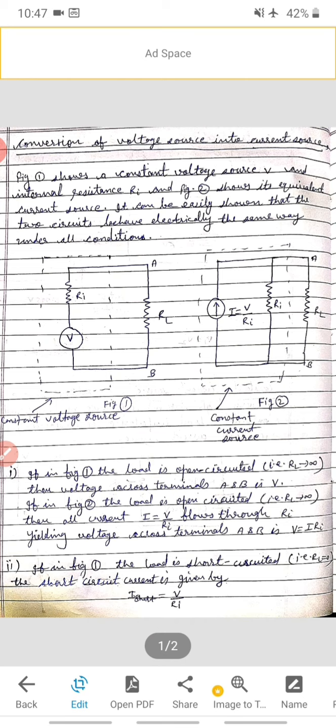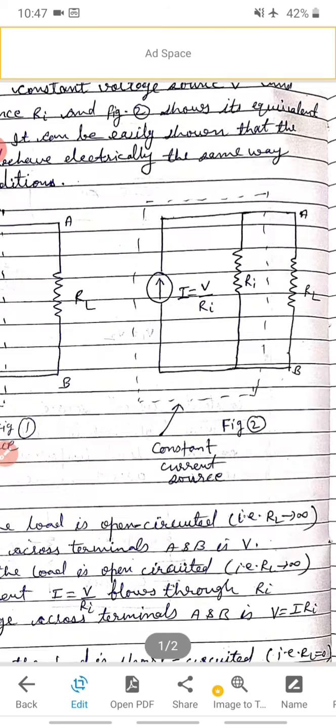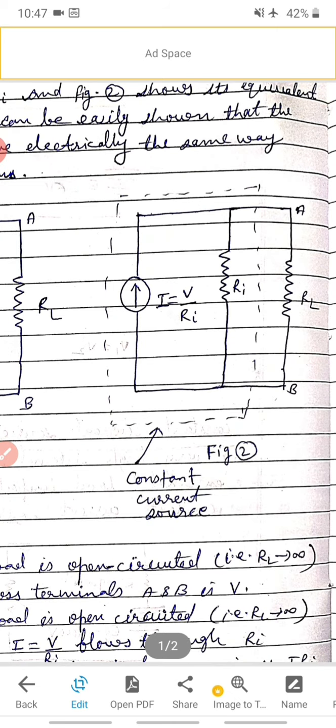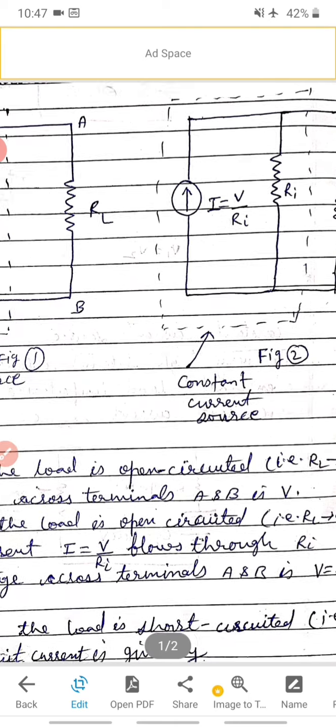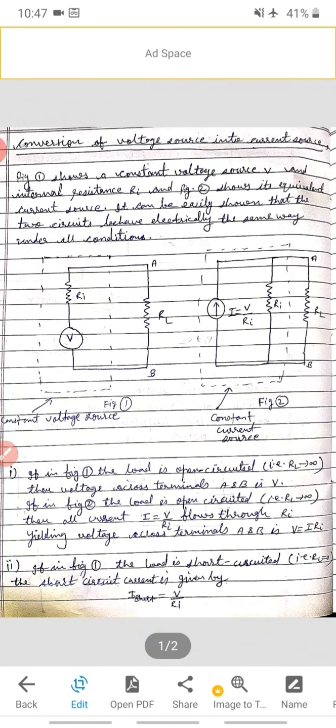If in figure 2 the load is open circuited, that means RL tending to infinity, then all current I equals V upon Ri. The all current flows through Ri, and yielding voltage across terminals A and B is V equals I into Ri.